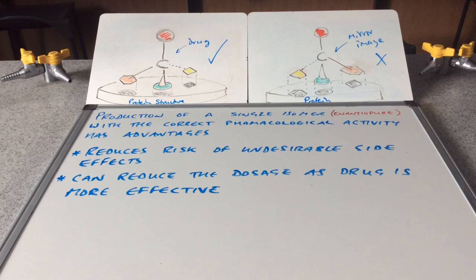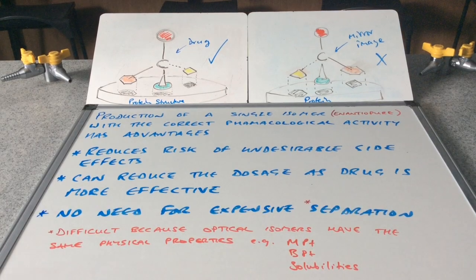Sometimes the mirror image won't cause any problems, but if it is present, you have to be sure that it's not going to cause any problems. So it's a bit better peace of mind, if you like, for the drugs company to get rid of it. Another reason you could give is that if you produce a single isomer, there would be no need for any expensive separation, because you've only got the form of the molecule that you want.